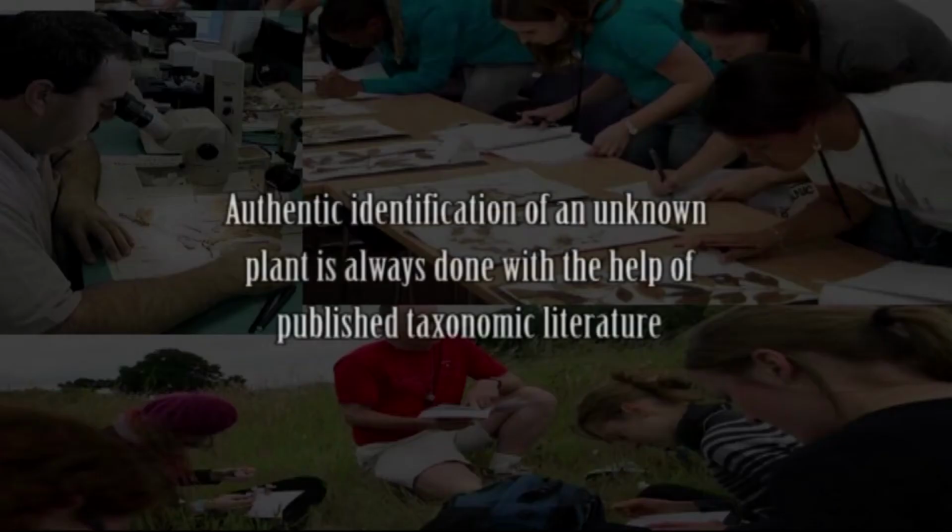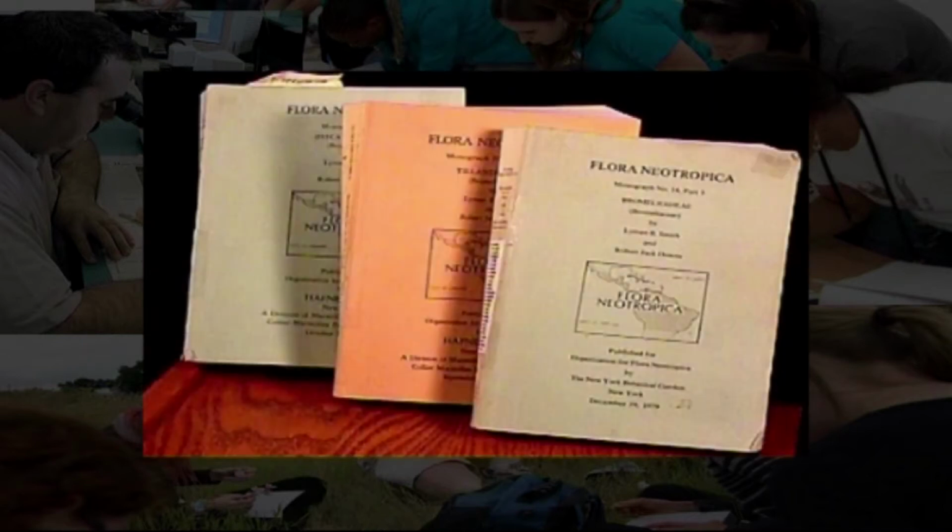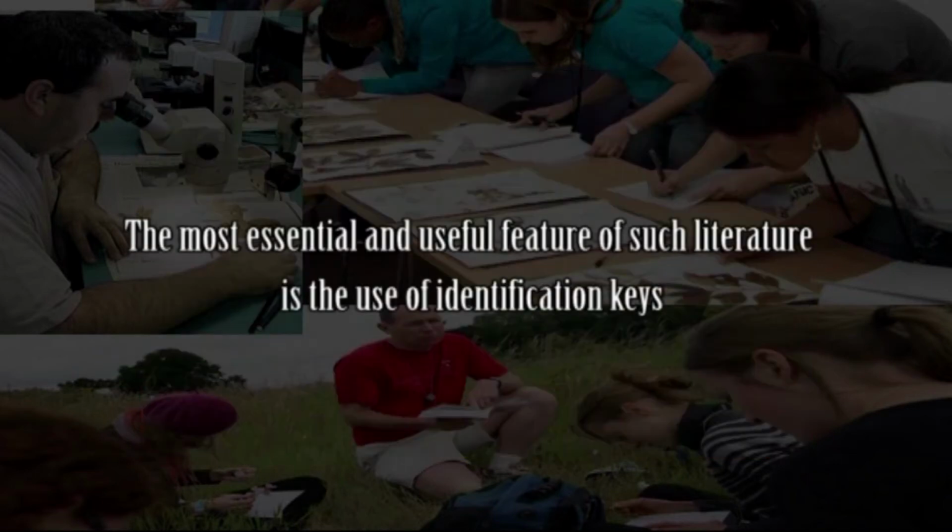Dear students, as you know, directly comparative methods of plant identification have their own limitations. They are useful only if we already have a rough idea about an unknown plant. Authentic identification of an unknown plant is always done with the help of published taxonomic literature like floras, monographs and revisions. The most essential and useful feature of such literature is the use of identification keys.